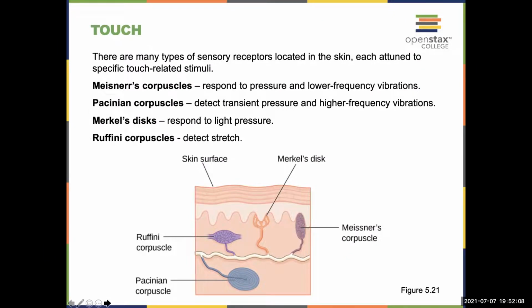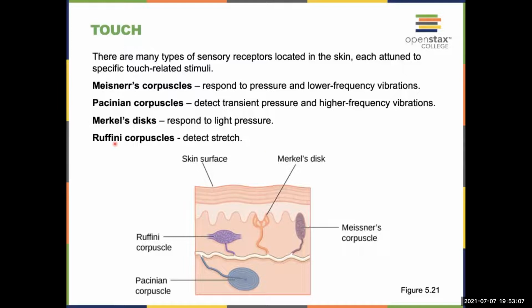And then there's touch. So touch has several different things going on, right? So you see this cutaway of some skin. Here's the skin surface, and you'll notice there are different types of cells, and these different types of cells respond to different types of touch, right? So there's the Meissner's corpuscles, which respond to pressure and lower frequency vibrations. And you'll notice they tend to be a little bit closer to the surface. And then there's the Pacinian corpuscles that detect transient pressure or higher frequency vibrations, and they tend to be a little bit deeper in the skin.